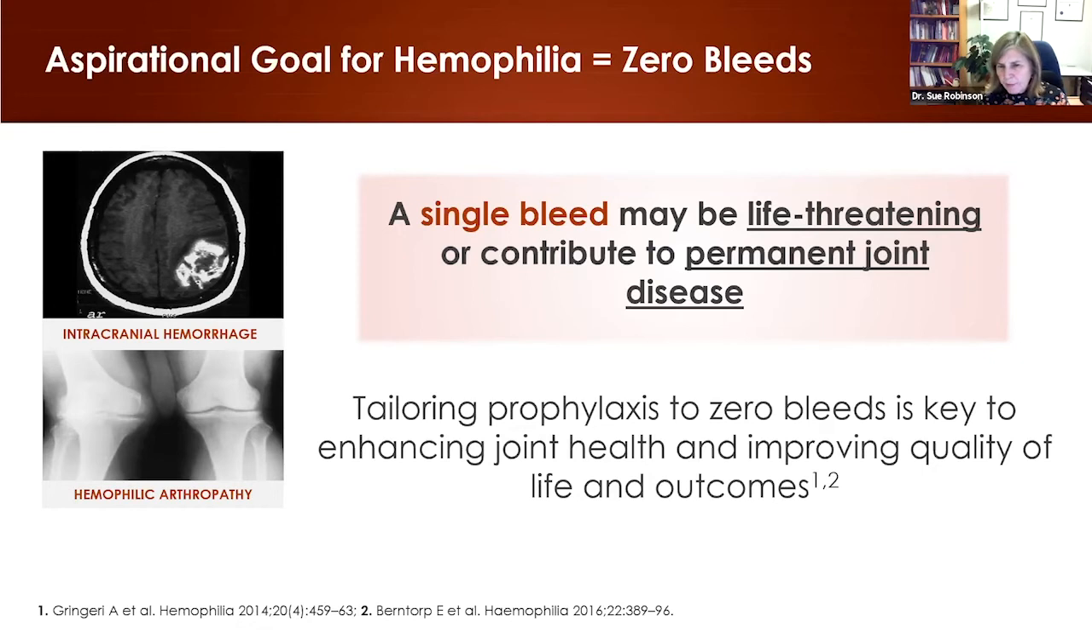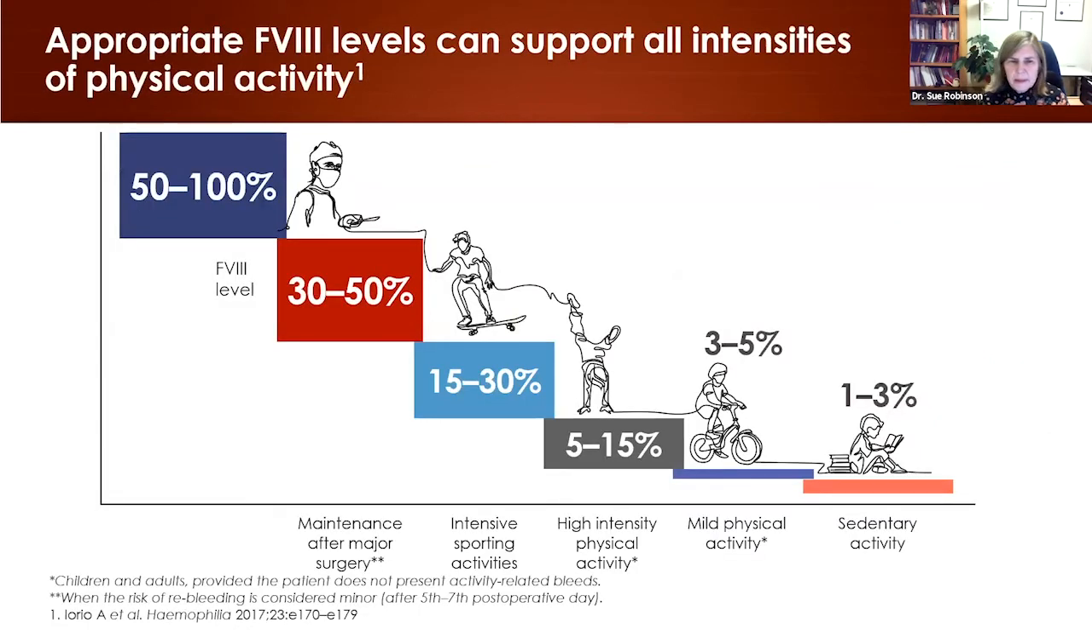outcomes. And there's a number of publications that study this. This is a diagram that was developed by a number of hematologists. They're all experts from around the world, and they gave their best estimate of what levels of factor VIII you would need for different activities. Up here on the left is the normal level, that's 50 to 100.